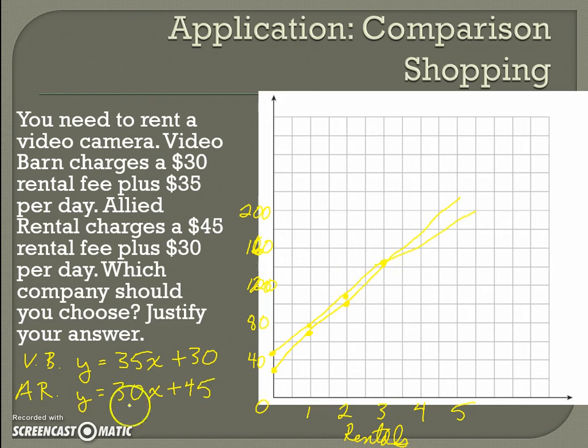Okay, so if x is 3 on this one, then that's 35 times 3, which is, let's see, 105 plus 30, so that's 135. That's for Video Barn. Let's try it on this one. So 3 times 30 is 90, plus 45 is also 135. All right, so that's my spot.